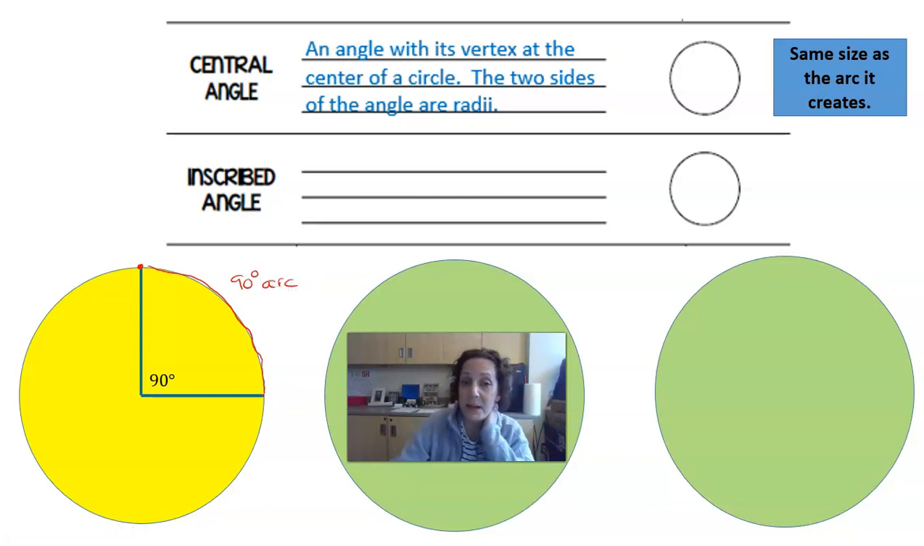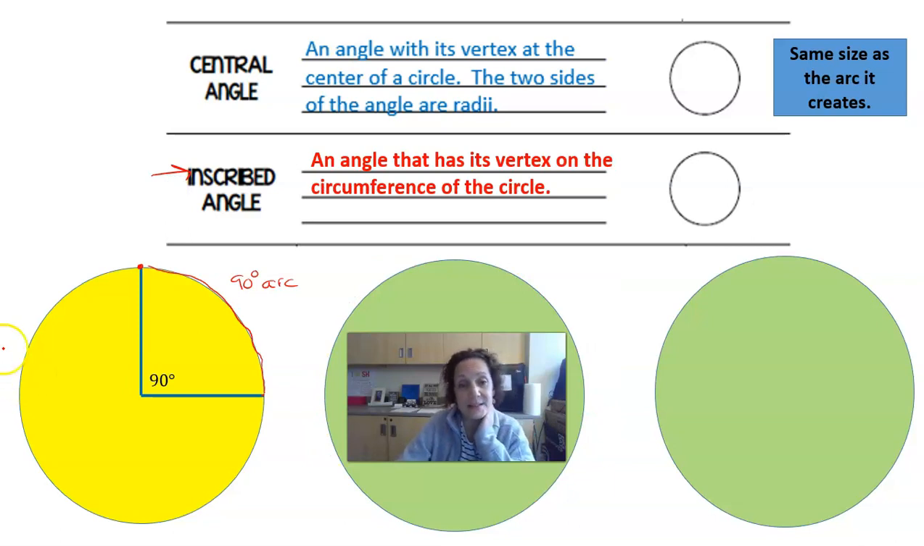What we want to talk about today is a different kind of angle that we see in circles, and that is this guy right here, the inscribed angle. Okay. Based on the name, you can probably tell it's not in the middle anymore, right? Central means center. An inscribed angle, instead of having its vertex in the center, has its vertex somewhere out here on the edge. Its vertex is on the circumference of the circle.